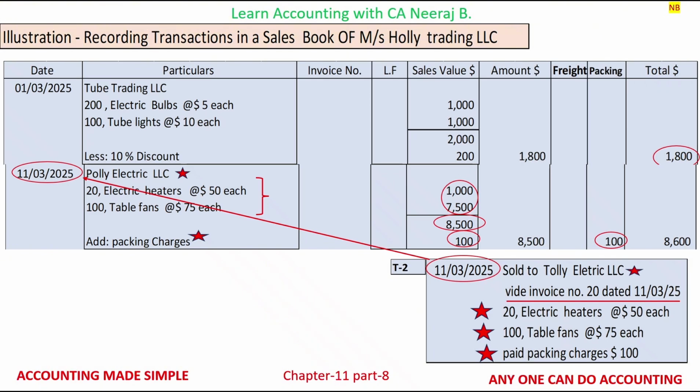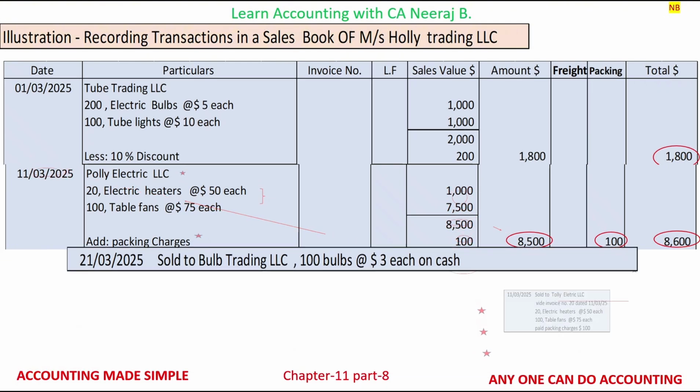The total sales value of the goods of $8,500 is also written in the amount column. The total sales value of the goods of $8,500 plus packing charges of $100 put together are written in the total column, which in our illustration comes to $8,600.